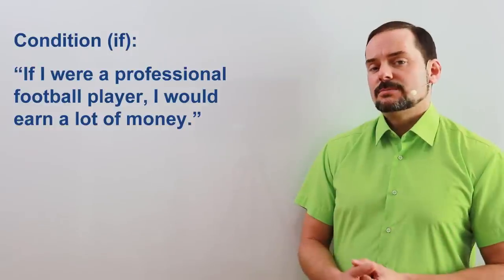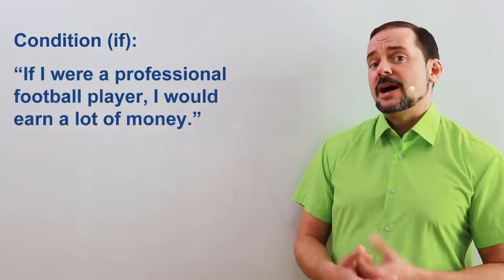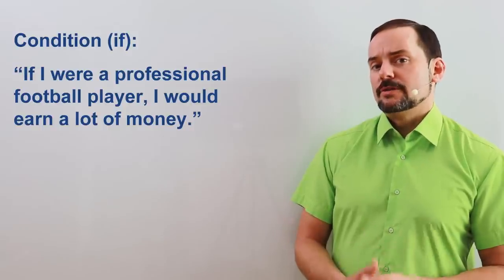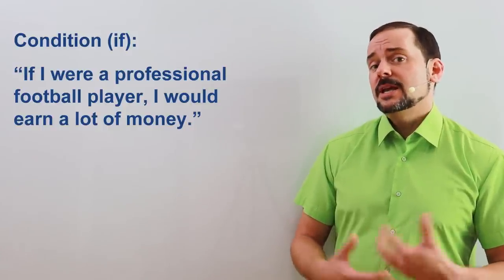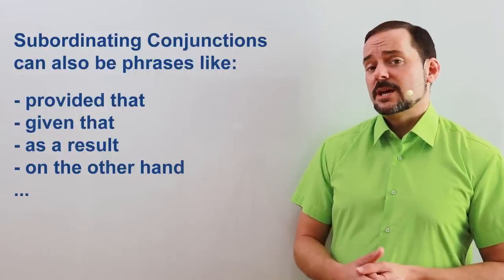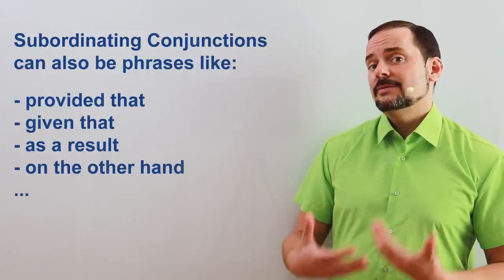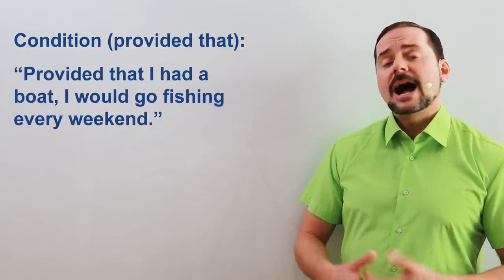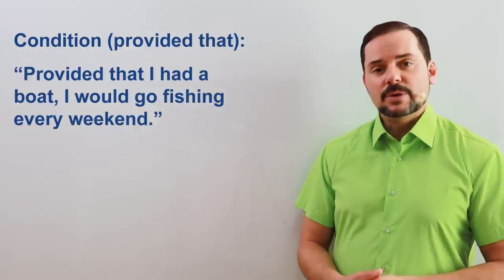Or condition. If I were a professional football player, I would earn a lot of money. This is using if. These kinds of conjunctions can also be phrases like provided that or given that. Provided that I had a boat, I would go fishing every weekend.